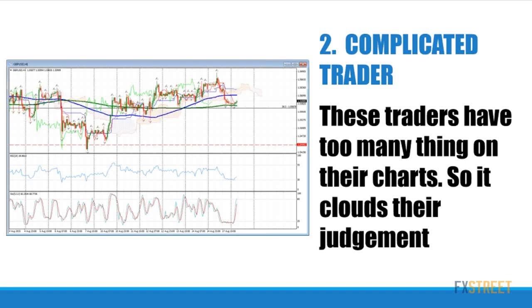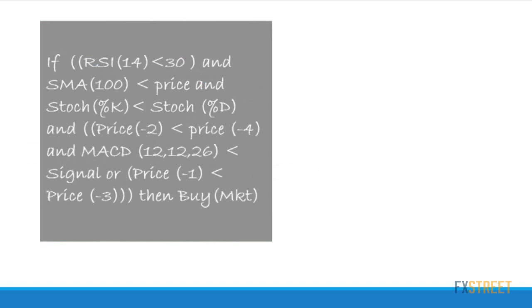So the complicated traders are the second type of traders who don't trade what they see, because they can't see it. Okay, there are too many things for them to see. And if you're that type of trader, think twice about what you're doing, about why you're using all those tools. We'll go through some examples later on in the webinar to outline that you don't have to be too complicated in what you do or how you do it or the tools that you use in your trading.